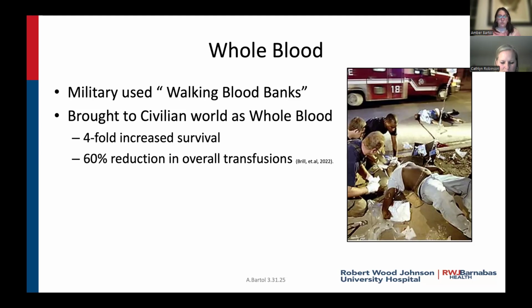So after they did this for a while and they saw it working, they decided to bring it to the civilian world and use it. And what we found was that once patients started getting it administered to them, there was a fourfold increased survival of this population and a 60% reduction in overall transfusions. So it's really pretty significant data showing that it is much, much better than getting component therapy.